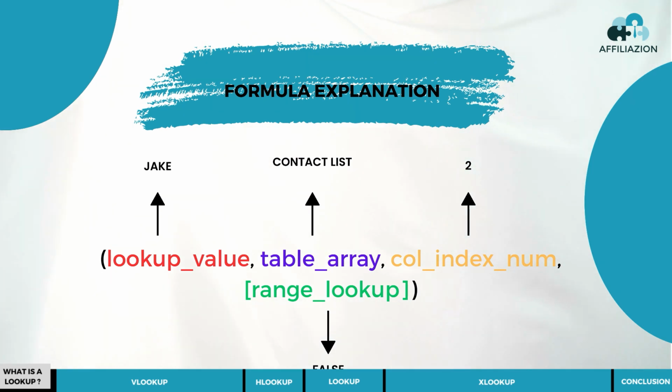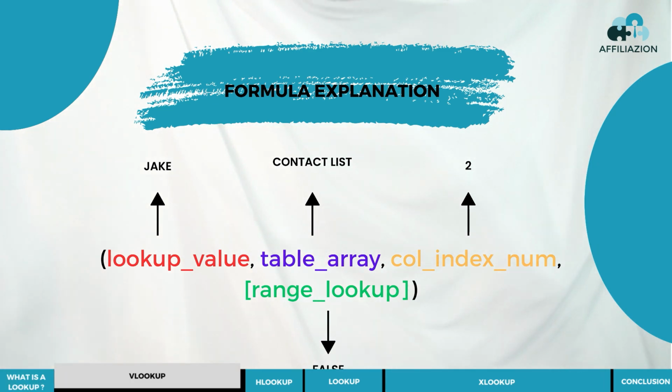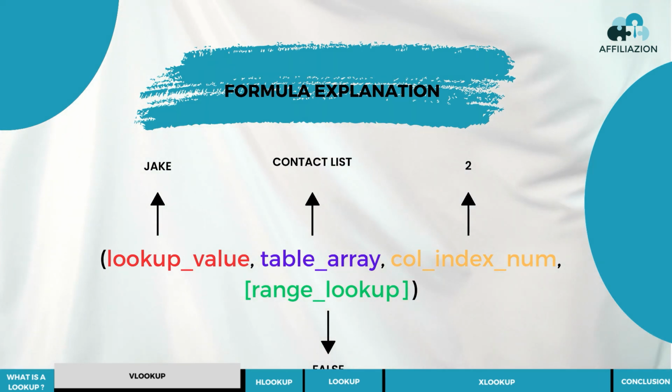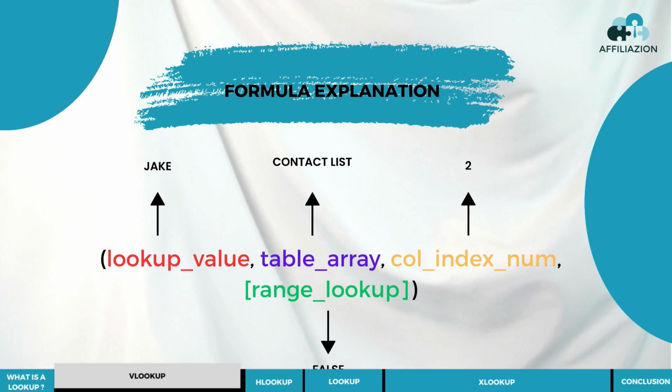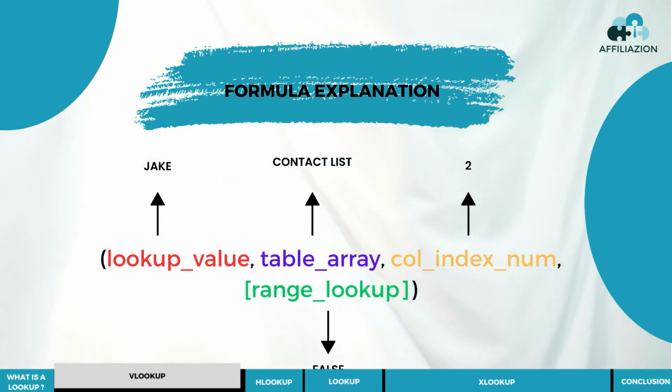Then we have to put in the table array. That is the table where we can find the information and the result. So in our case, that would be the contact list. Then we have to put in the column index number. So let's say our data has the name and the phone number. So the first column is the name, the second is the phone number. So we have to put in two, as the result is in the second column.